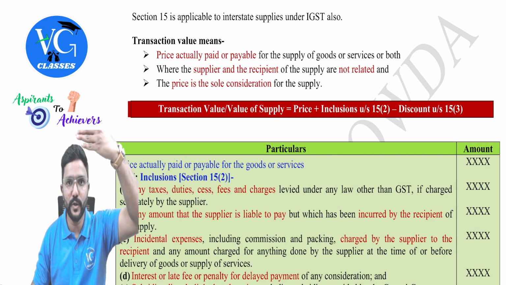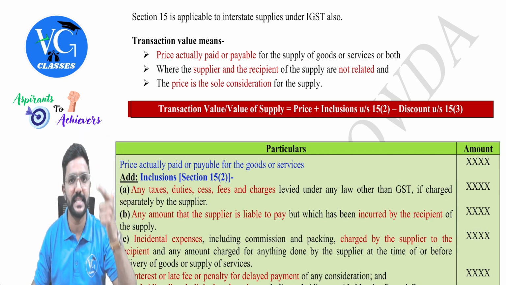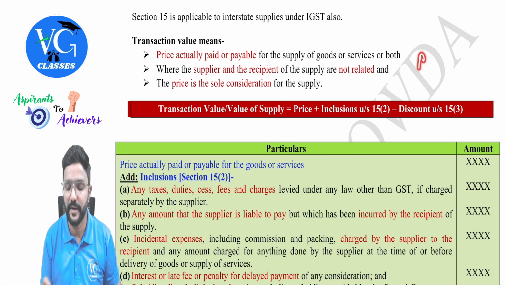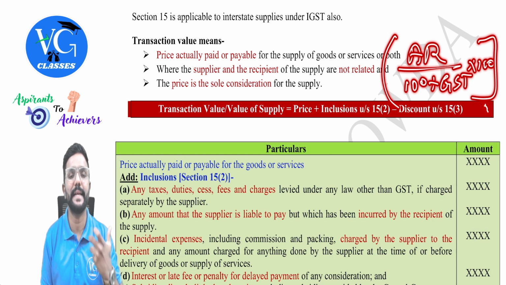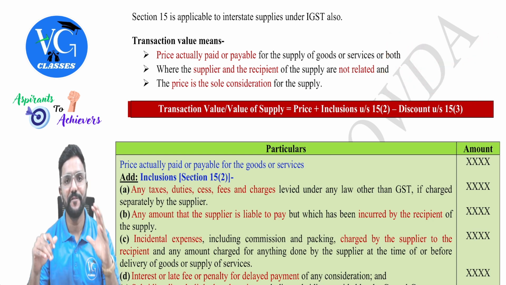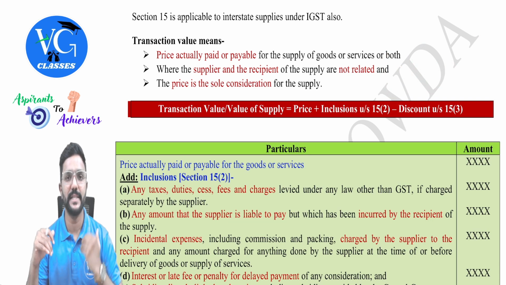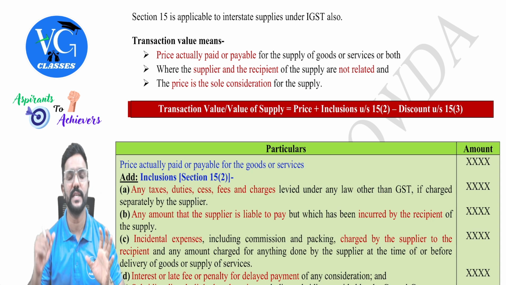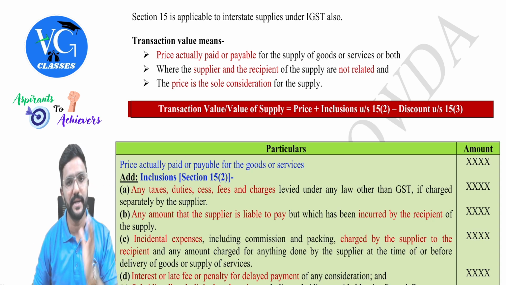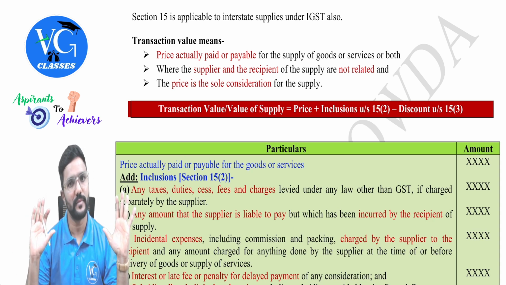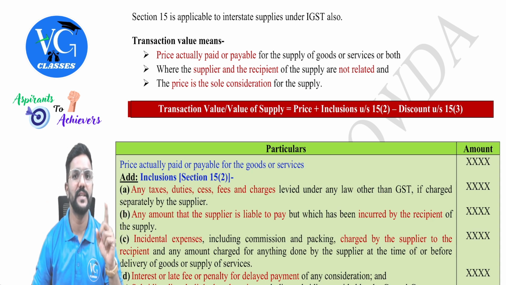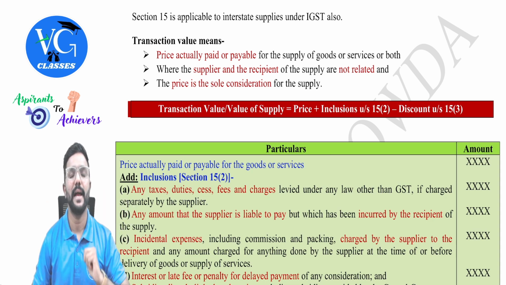The total amount inclusive of GST, whether you have received it as interest, late fee or penalty, the amount received you take, divided by 100 plus GST rate, into 100. This is what you have to do while calculating the value. Sir, what if they have given that the interest, late fee, penalty received by the supplier is exclusive of GST? Then whatever amount is received, straight away add it while calculating the value of supply. Just add it. No need to do anything else. Got it? Yes, sir. If it is exclusive of GST, please straight away add it.